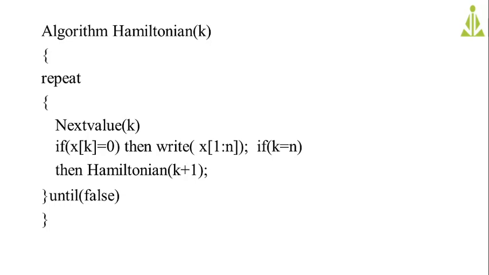What we are doing in the problem is checking the nearest, meaning adjacent, vertex and visiting that. The algorithm you need to write in the exam: Algorithm Hamilton(k), repeat next value(k). If x of k is equal to 0, then return. If k equals n, then Hamilton(k+1) until it becomes false.